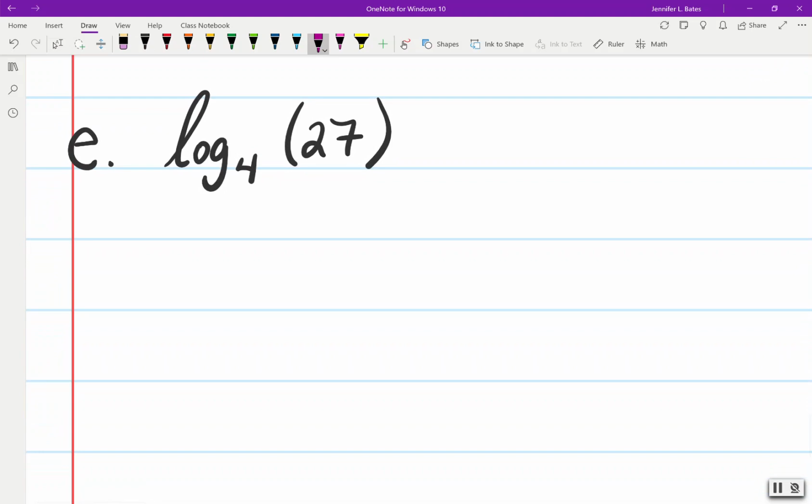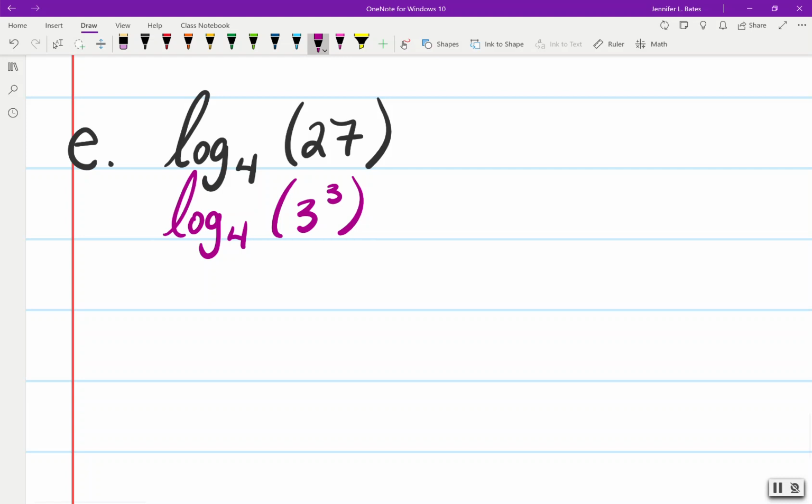And the answer is yes. We know that 27 is 3 to the what power? Show me on your hand. 3 to the what power? Good. 3 to the 3rd. So this is log base 4 of 3 to the 3rd.